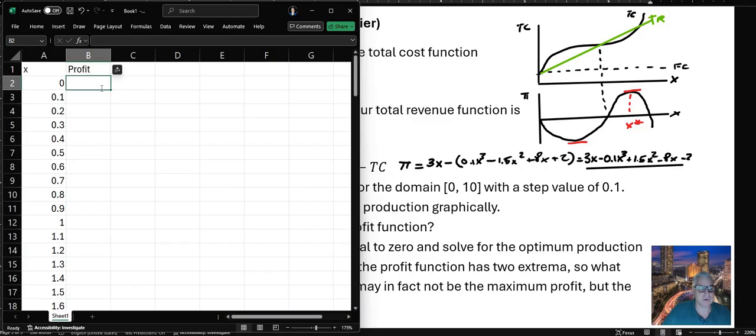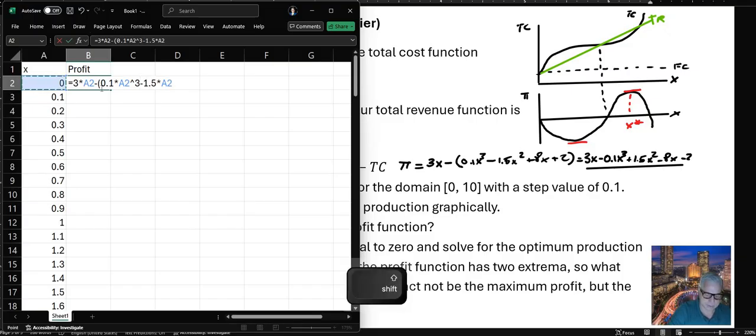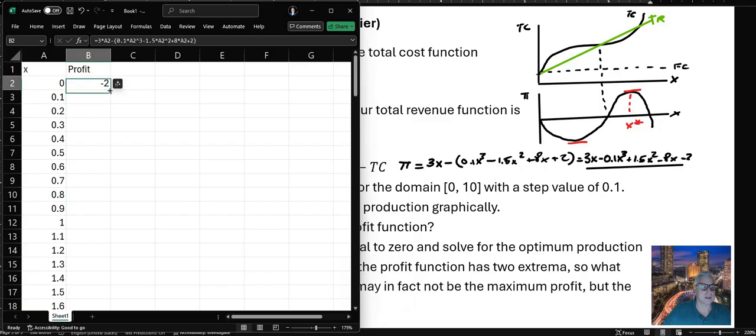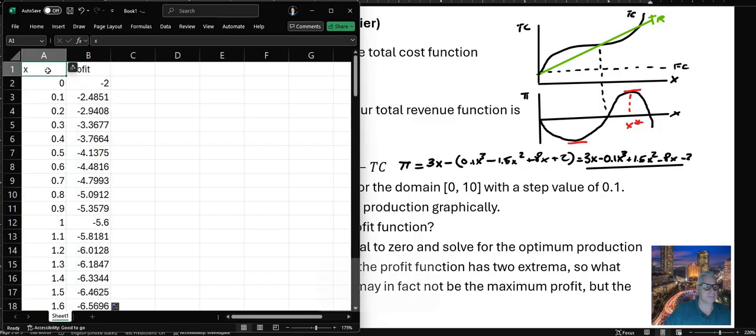Okay, so the total profit is equal to 3 times x, and then minus, okay, let's do it this time, 0.1 times x cubed, and then minus 1.5 times x squared plus 8 times x plus 2. Okay, now let's see if we get something that looks a little bit better.